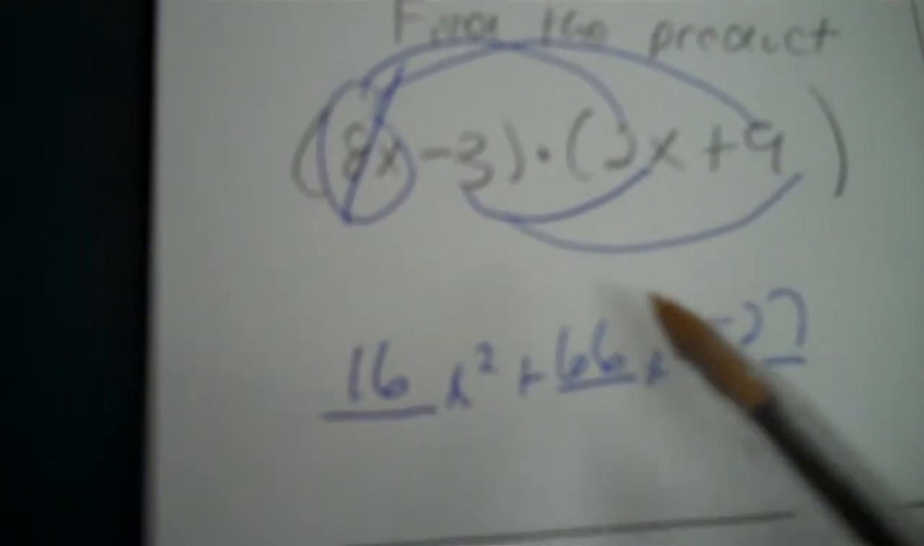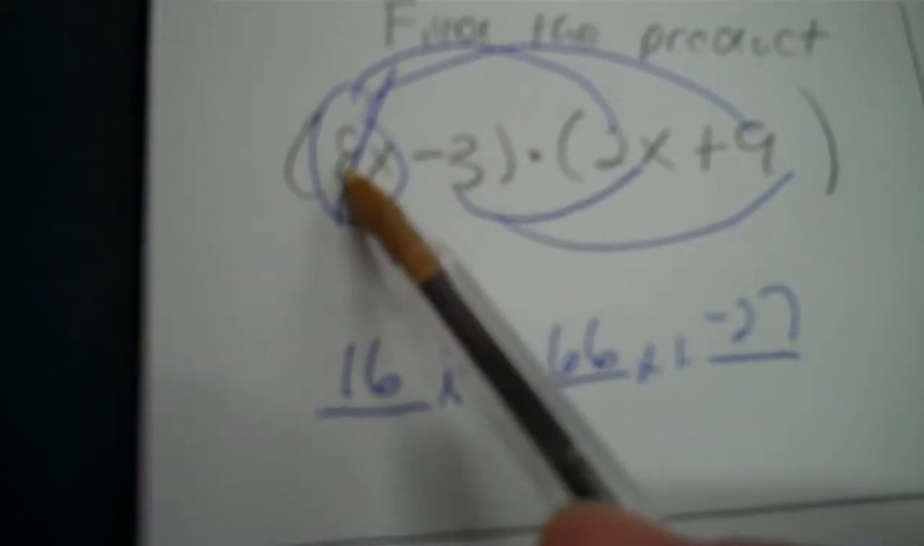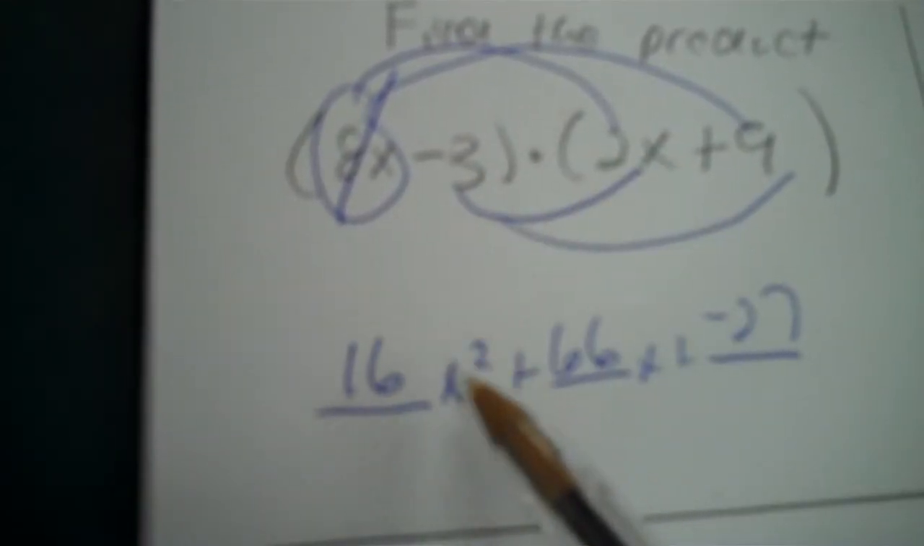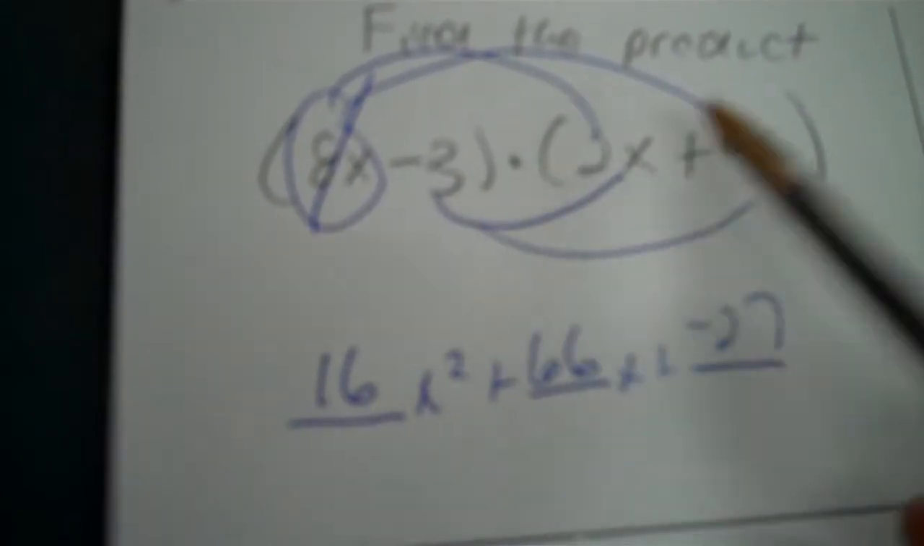So x second, you have 16. We take the 72 and add negative 6, and that's 66. And then negative 27. Now what we're doing today is getting from here back to here. Now remember, when we get from here back to here, the numbers in front of the x's, the 8 and the 2, need to multiply to what's in front of the x second. Numbers behind the x's have to multiply to what the constant is here, which is negative 27.